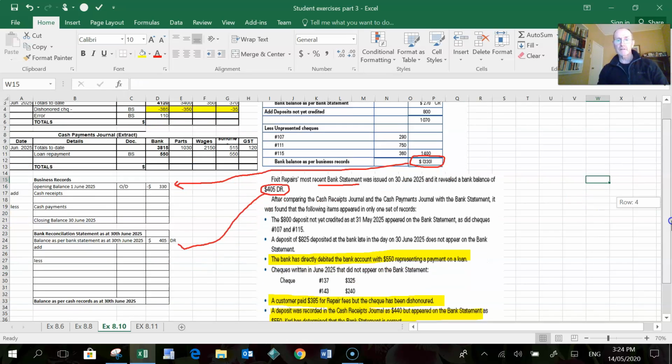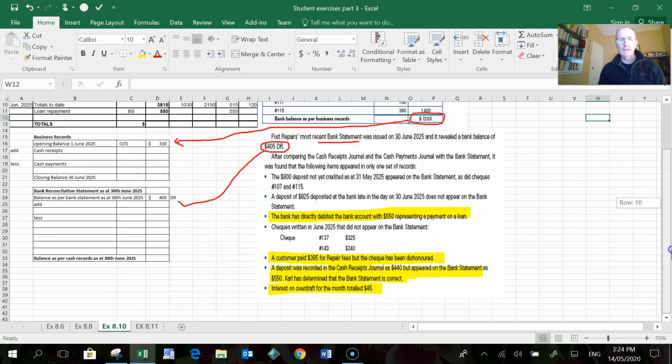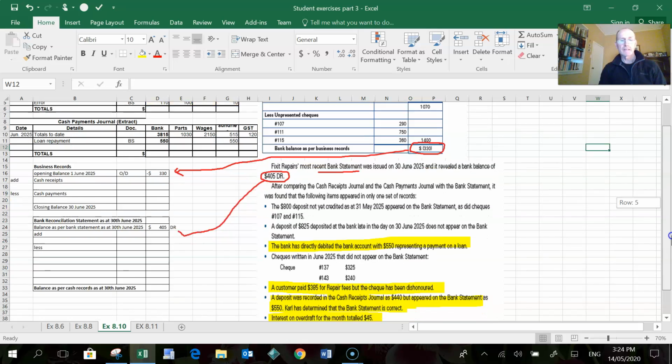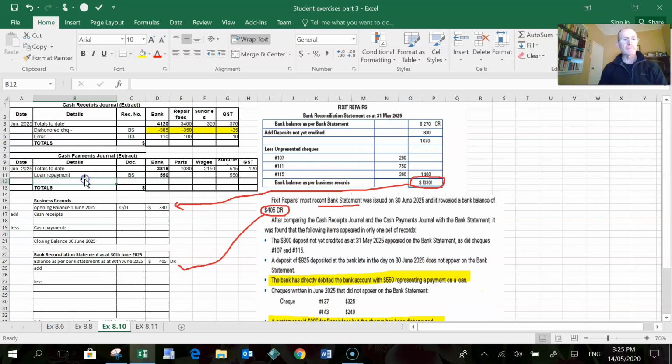And does it tell us what it was for? Deposit, yes it does. So repair fees and $10 into the GST. It doesn't give us the name of the receipt, so we just have to put it as BS. And then the last one, interest on the overdraft, totaling $45, goes into your payments.